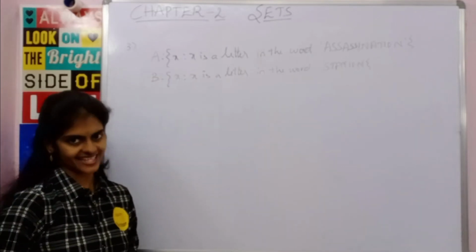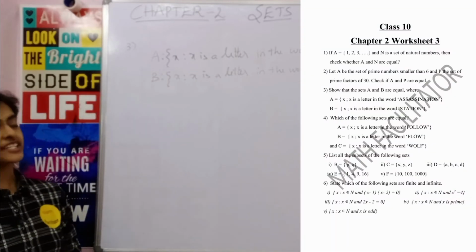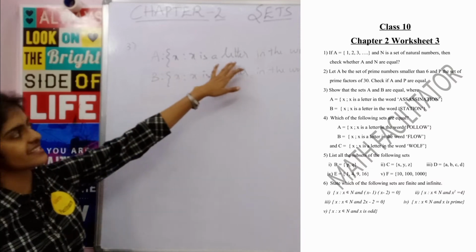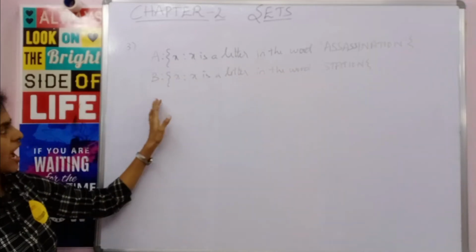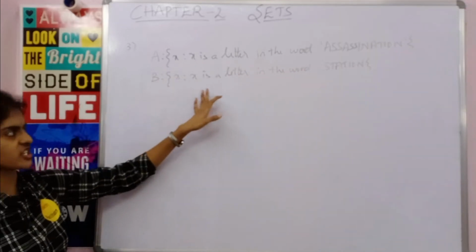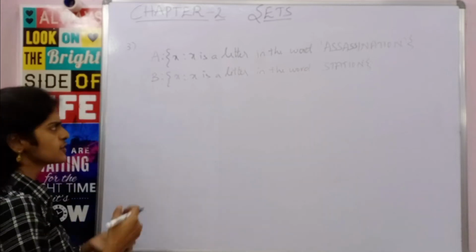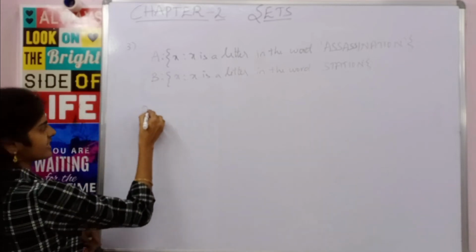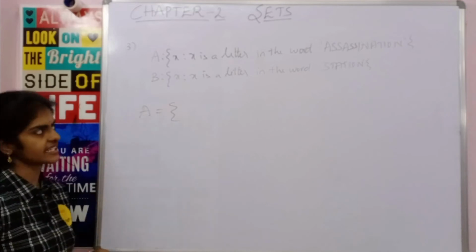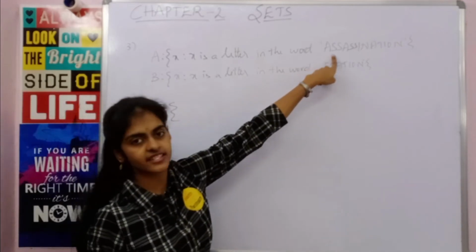So moving on to the next question, A is a set containing X such that X is a letter of the word assassination, and B is a set containing X such that X is a letter of the word station. So this is set builder form, let us write it in roster form. So A is a set containing elements. Now what are the letters in the word assassination?